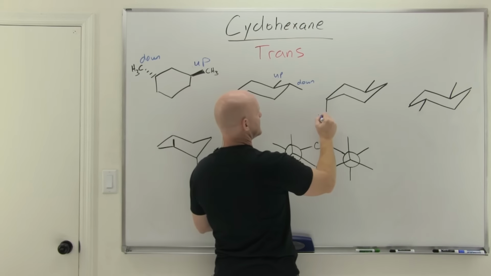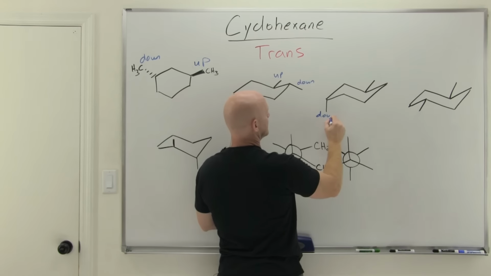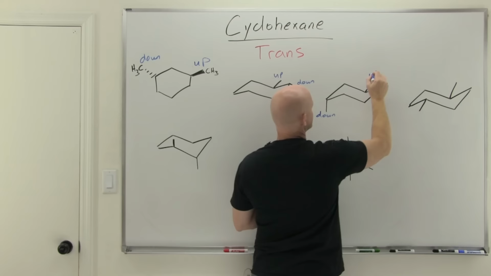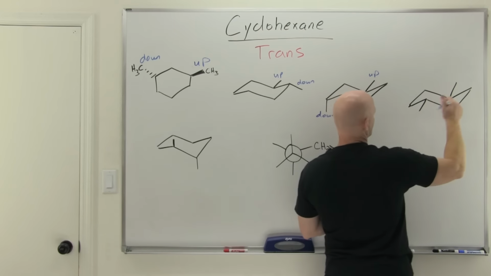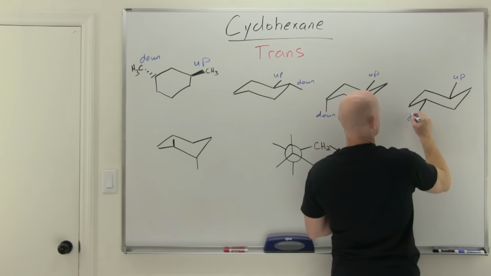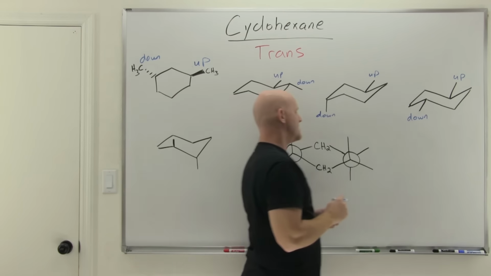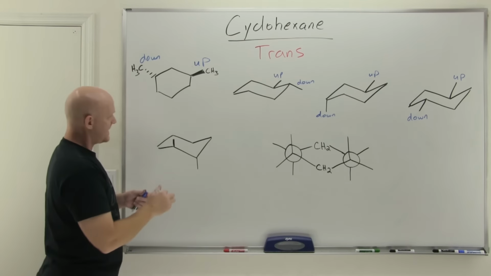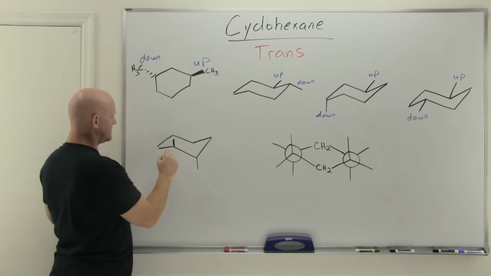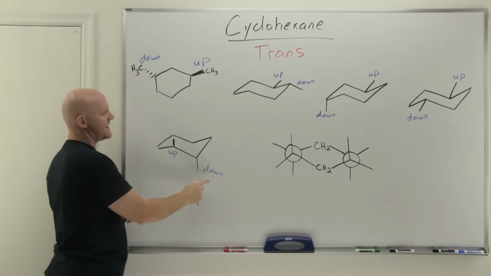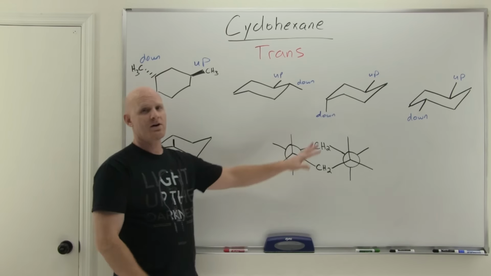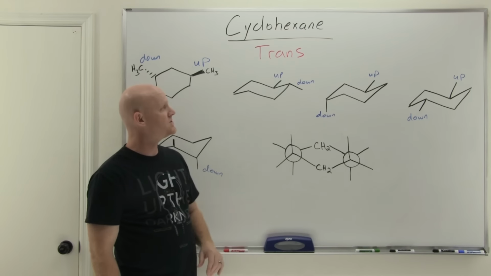So here we have an axial that points down. Here we have an equatorial that points up. The key is one's up, one's down, that's trans. Same thing here, they're both equatorial, but this guy's up, this guy's down, that is trans. And then finally, this guy here, they're both axial, but this guy's up, this guy's pointing down, and that is trans. And same thing here on our double Newman projection, we can do the same kind of thing.